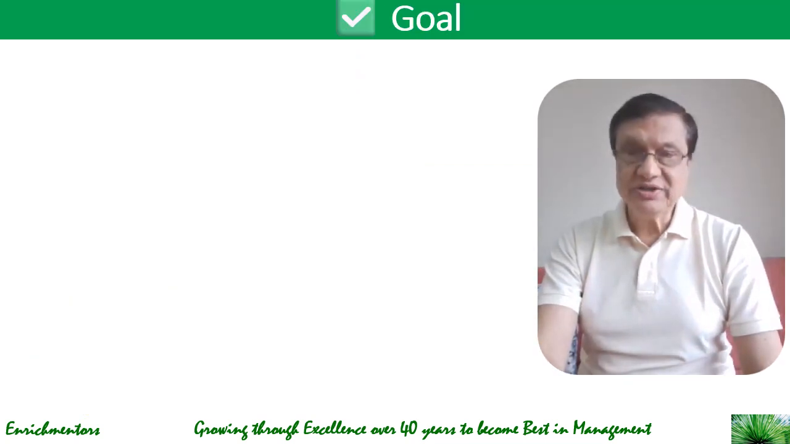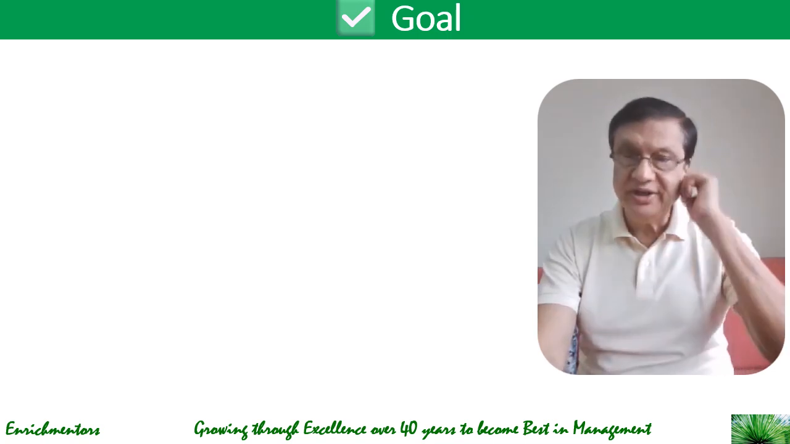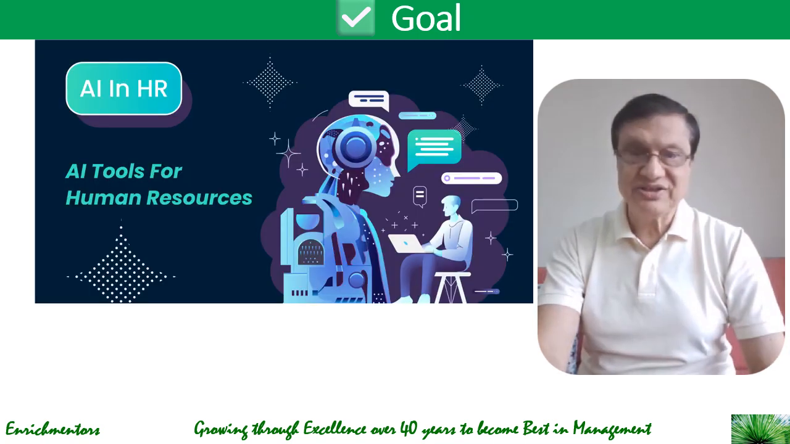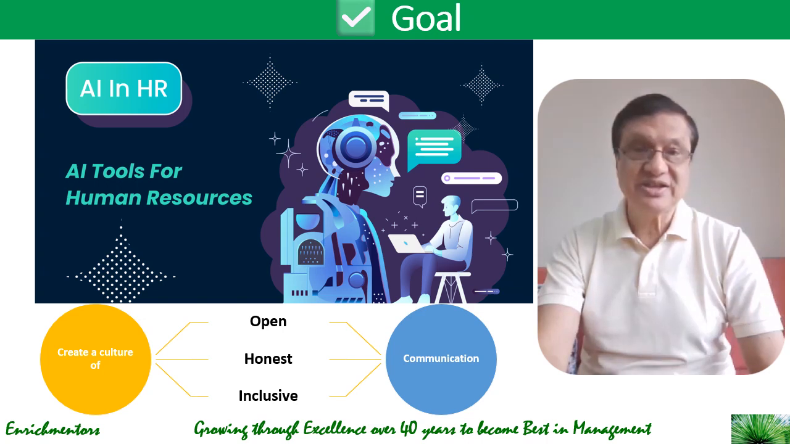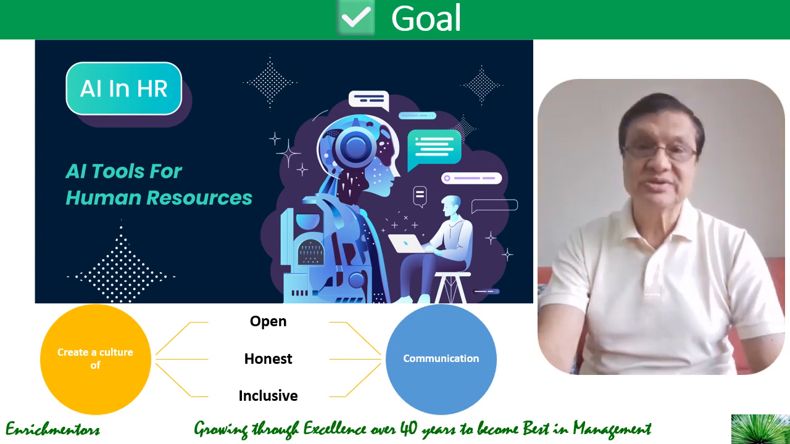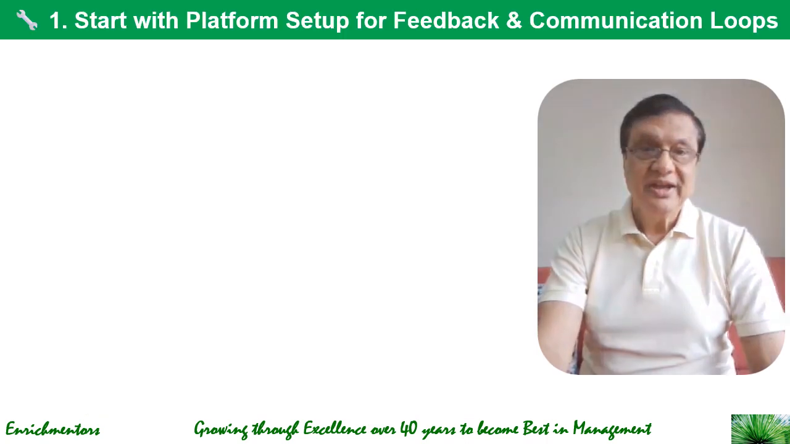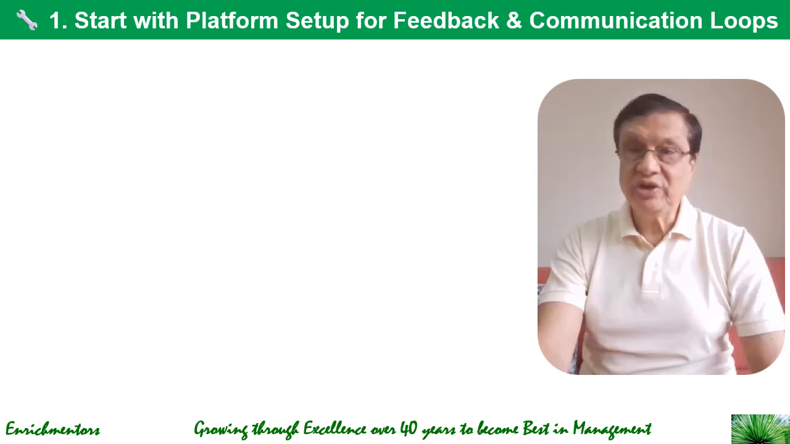So what is the goal? Obviously the goal is to use AI plus HR to create a culture of open, honest, and inclusive communication. So let's keep that goal in mind. And when you do this, remember that your goal is to use these tools to create a culture of open, honest, and inclusive communication. Then you need to start with the platform setup for feedback and communication loops.